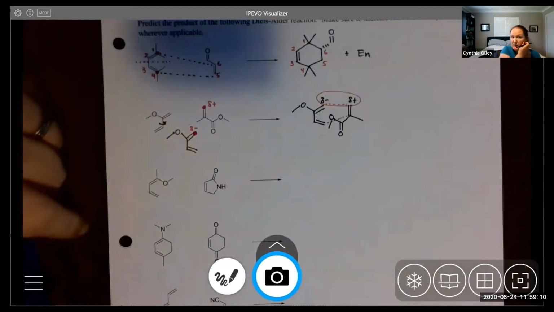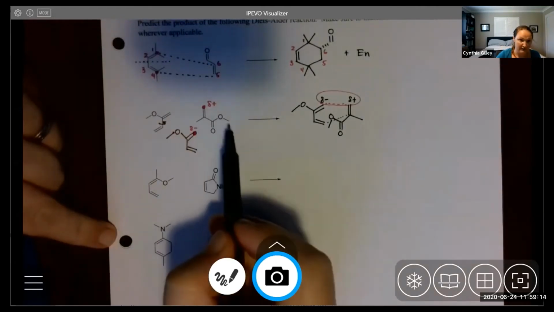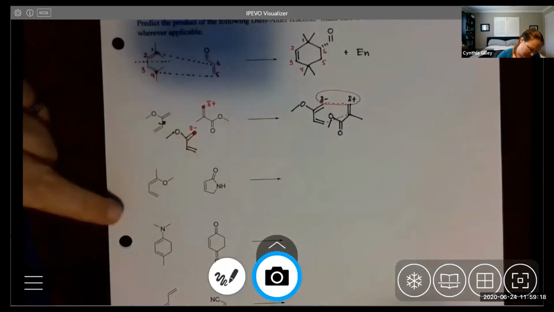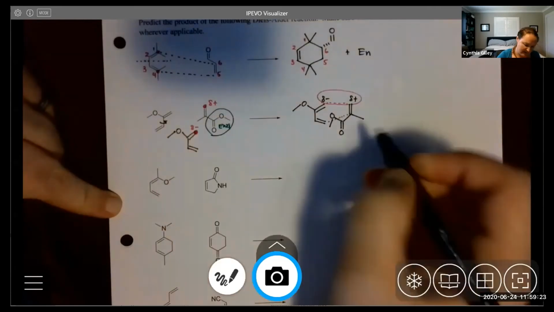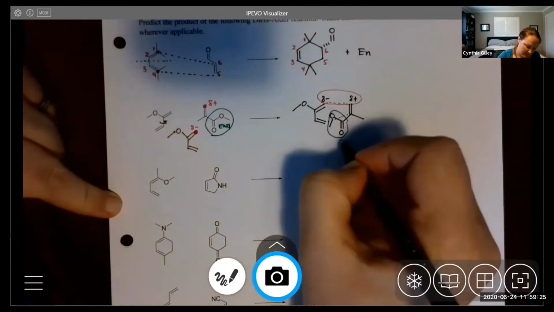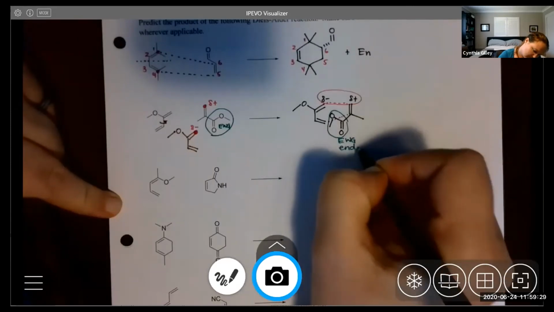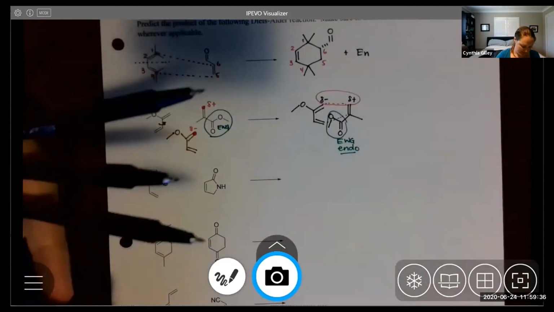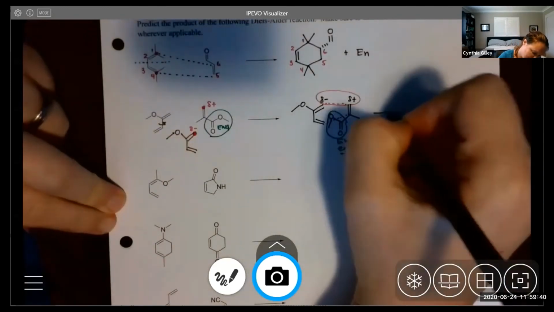You might have noticed I flipped the methyl and the methyl ester. And that's because this is the electron withdrawing group. So it needs to point endo. That's why I flipped it over that way. So now if I draw my product, and I didn't leave much room in there for numbering.